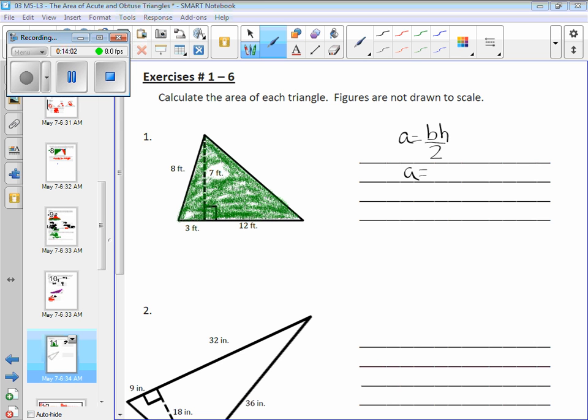All right, I think the height's easy because it's right there up and down, but here's where you have to be careful. What is the base? The entire base. Michael, how many think it's 15 feet? How'd you know it was 15 feet? Why not 12? Why not 3?